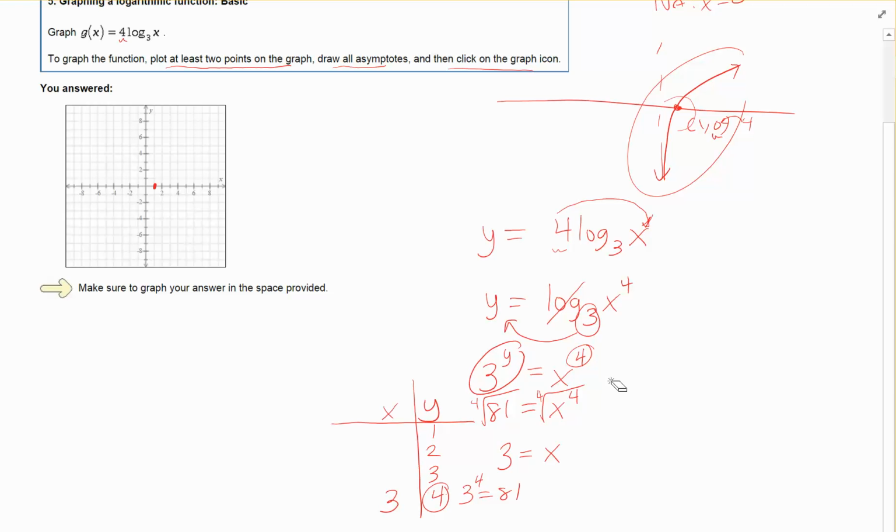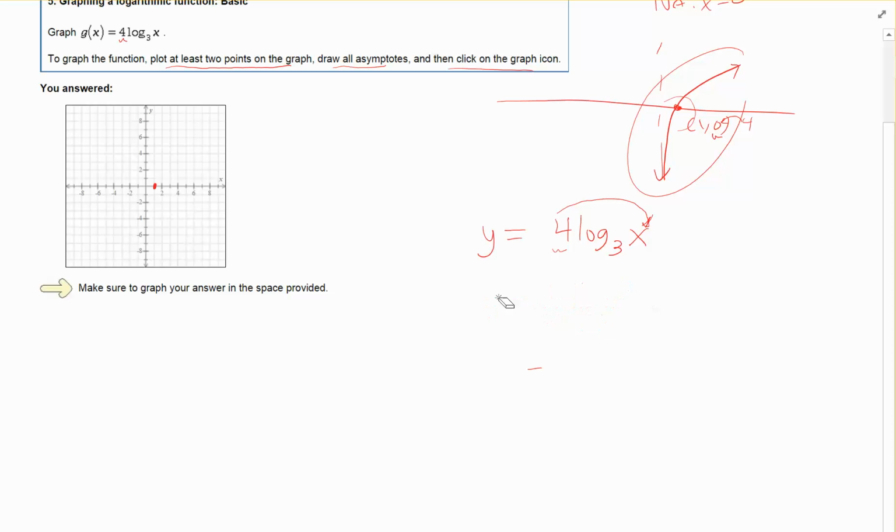So again, backing up, here's what I did. I started with the equation y equals 4 times log base 3 of x. I wrote it in exponential form after I pulled this power up. So y equals log base 3 of x to the 4th. Now I can start with the base of the log, 3, cross over to the power y equals the part after the log, x to the 4th. So if you wanted to get x alone, you would 4th root both sides. The 4th root of 3 to the y is equal to my x.